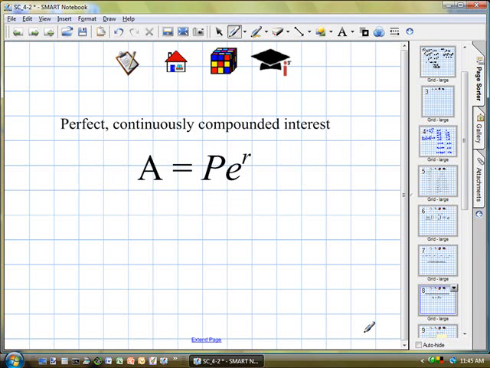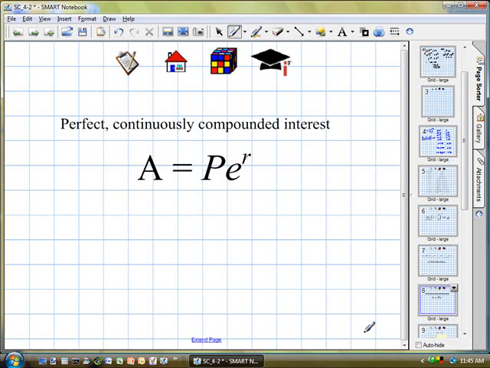We were talking about calculating compound interest. If it's compounded perfectly, this is the formula you need. P stands for the principal. That's the amount of money you put in there to begin with. R stands for the interest rate. E is that number we've been talking about. And A is just how much you're going to have in the bank, the amount. So A is how much you're going to end up with.